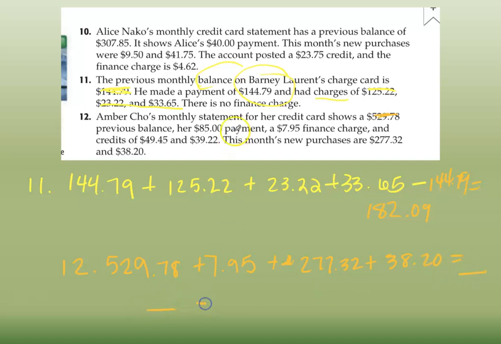Take the total. I'm going to subtract my payment of $85, and I'm going to subtract my credit of $38.20, and then I would get my answer. And Ms. Dahlstrom can check with you on that answer.